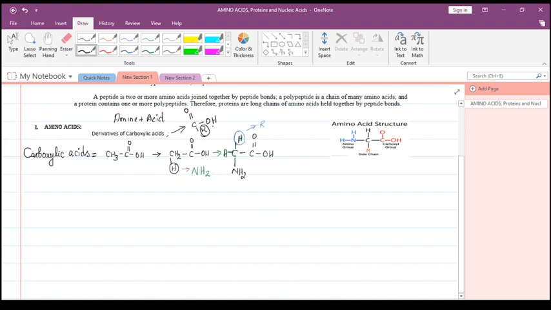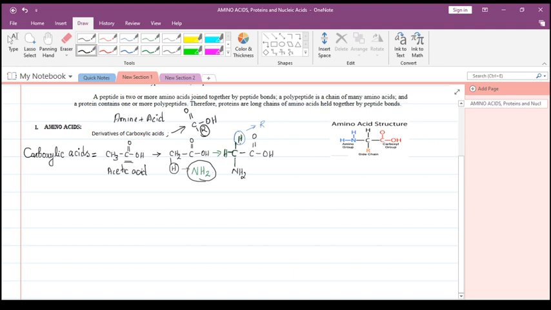Amino acids are the combination of amine plus acid. How are they obtained? They are derivatives of carboxylic acid. Suppose you take acetic acid, one of the carboxylic acids, isn't it? Acetic acid has the chemical formula CH3 C double bond O OH. Here one hydrogen is replaced by an amine group, and you get an amino acid.